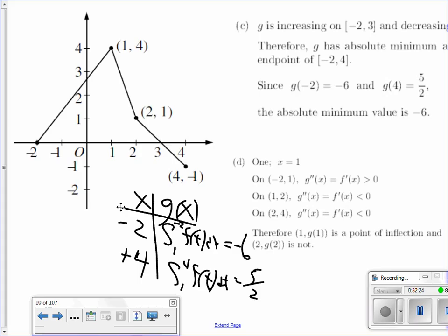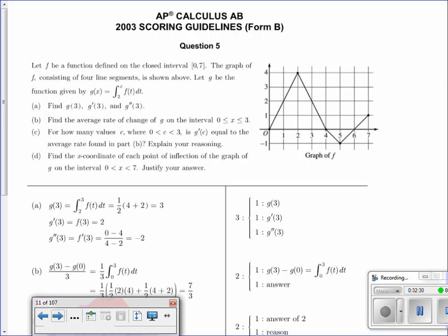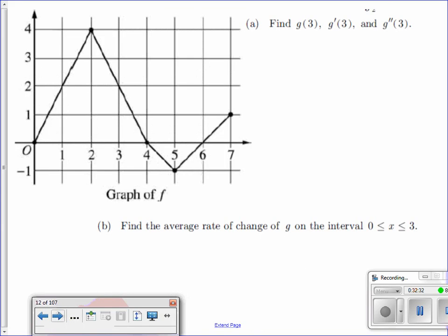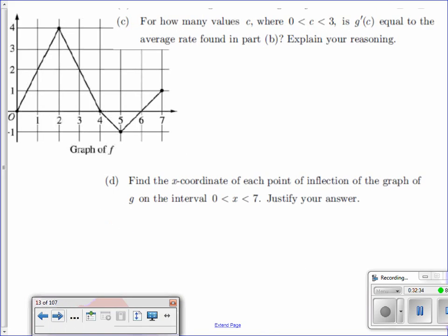If you look through these, 2003C. Oh yeah, 2003C. So you had to get the average rate of change of G. So you had to do the G of whatever. Did you get 7/3 for that?